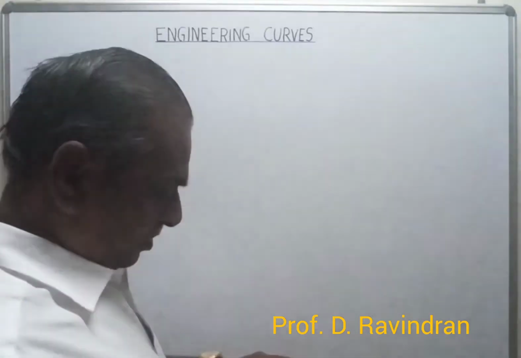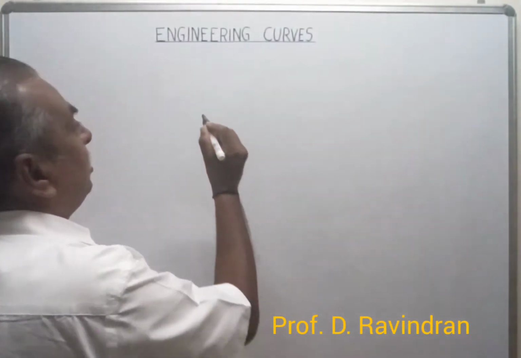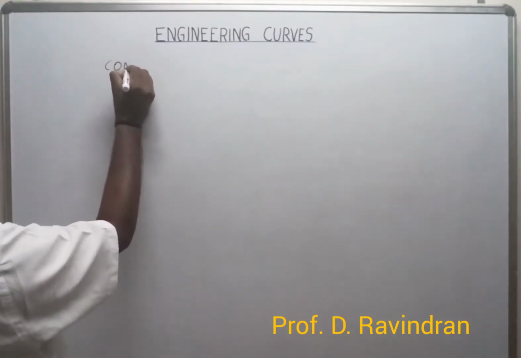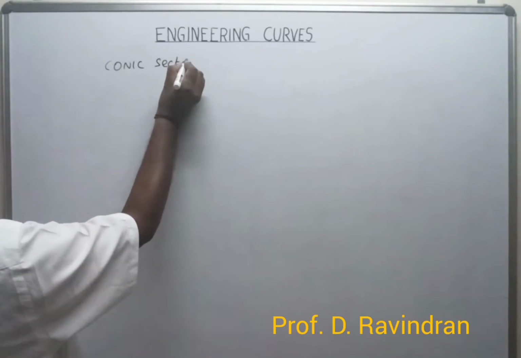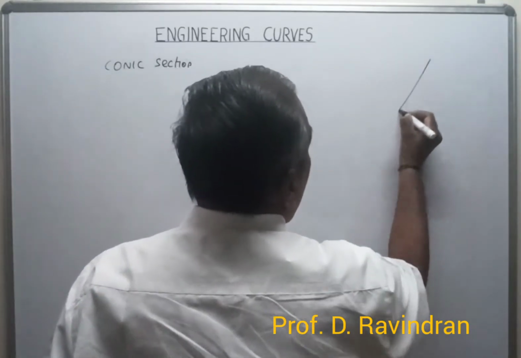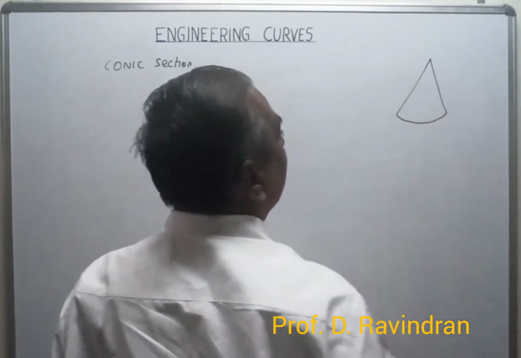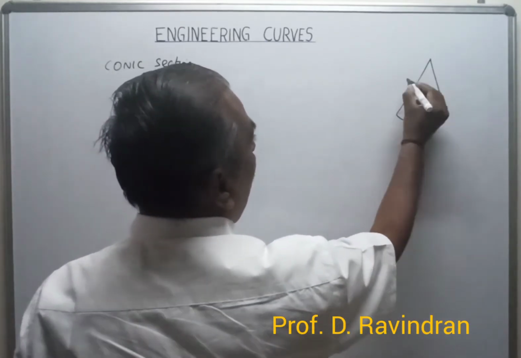Engineering curves. In engineering, various types of curves we generally use. Some of the curves are called conic sections. Conic sections means when a cone is cut by some section planes, the shapes we obtain are called conic sections. Suppose let us consider this as a cone.